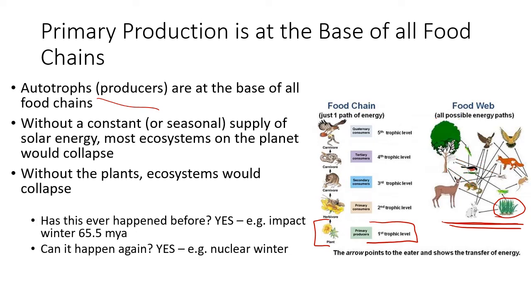Without that constant supply of sunlight going down and quote unquote feeding these plants, you're not going to have the primary productivity. Now, there can be catastrophic events such as impact winters or nuclear winters that can block all of the sunlight, and you remove the trees, you remove the grasses, they die because they don't have any sunlight. Everything else is going to start to follow in that ecosystem.